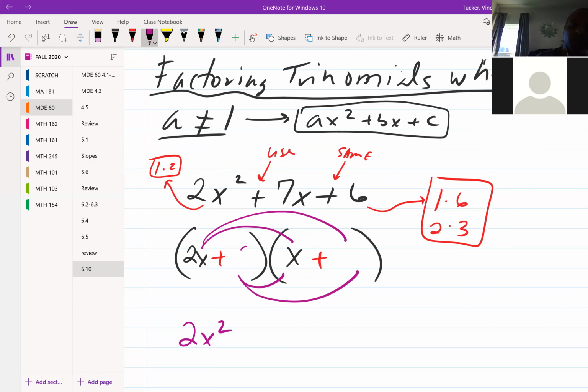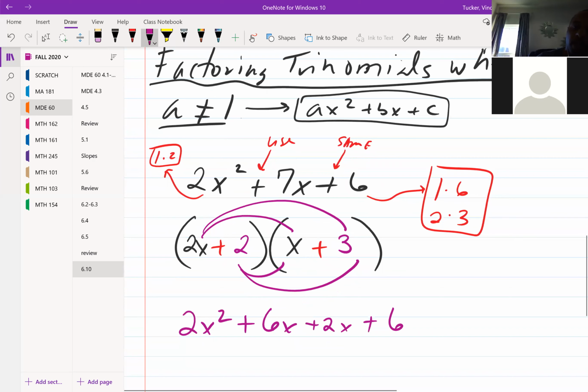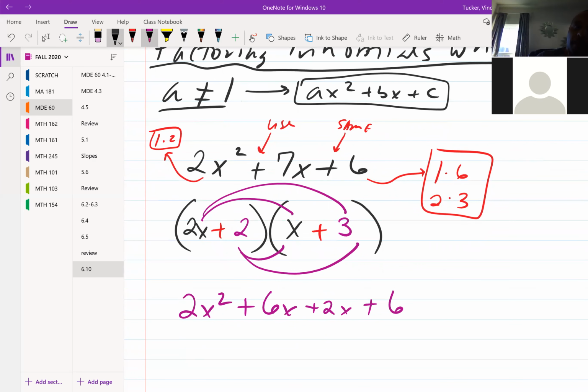So in other words, if I were to put 2 here and 3 here, 2x times x is 2x squared, 2x times 3 is 6x. Then here 2 times x is 2x, 2 times 3 is 6. So you notice by using the factors, I'm going to get my outside terms. It's the middle that I need to check. And you see here, we don't get 7x when we add those together, we get 8x. So that's not the correct factorization. There's only going to be one correct factorization for your trinomial.